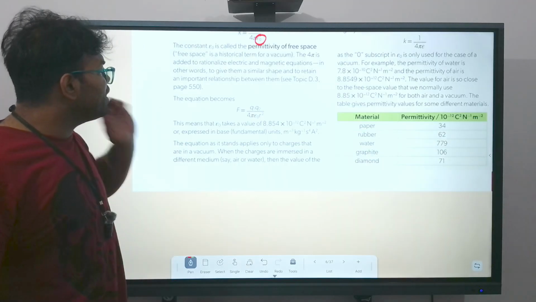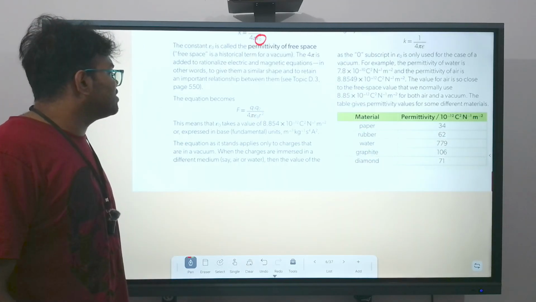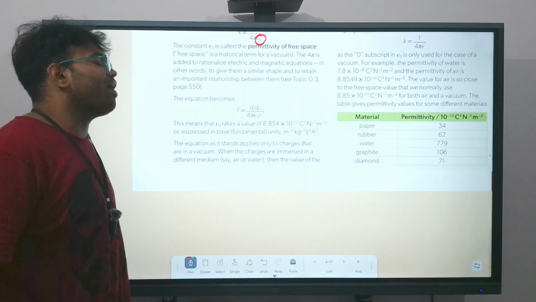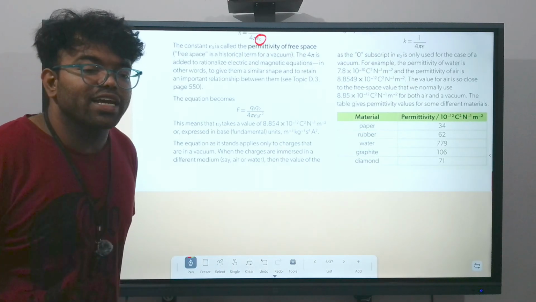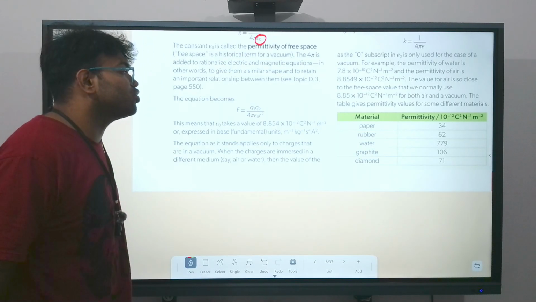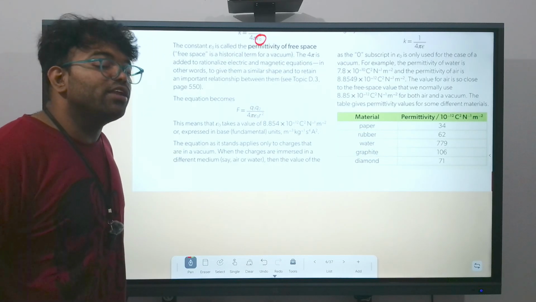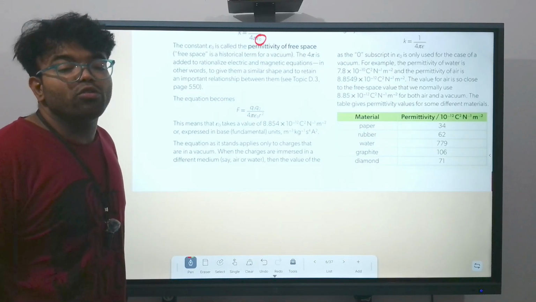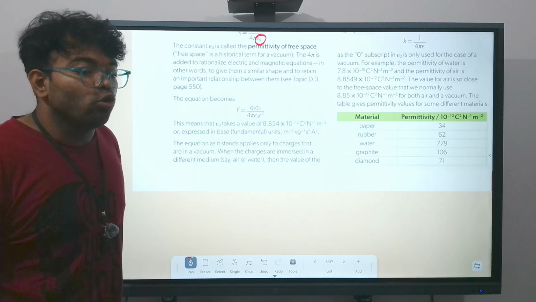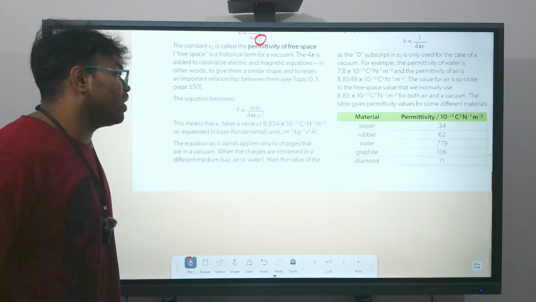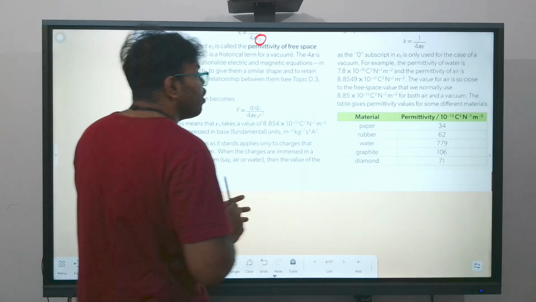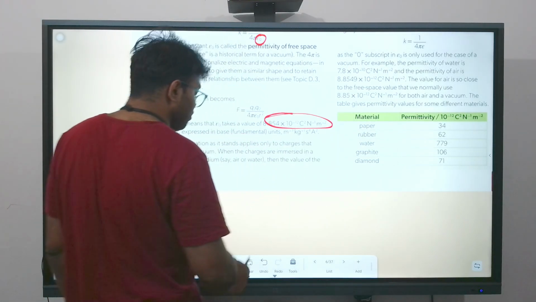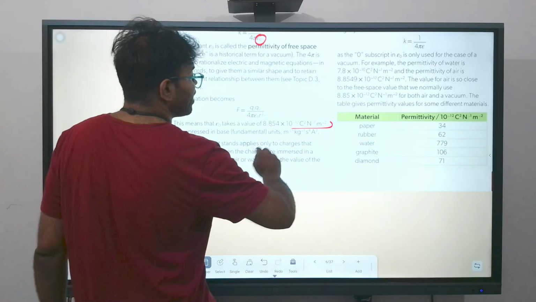Now, this means that epsilon naught takes a value of 8.8 into 10 to the power minus 12 coulomb square per newton meter square. Coulomb square per newton meter square becomes the unit of epsilon naught. Understood?